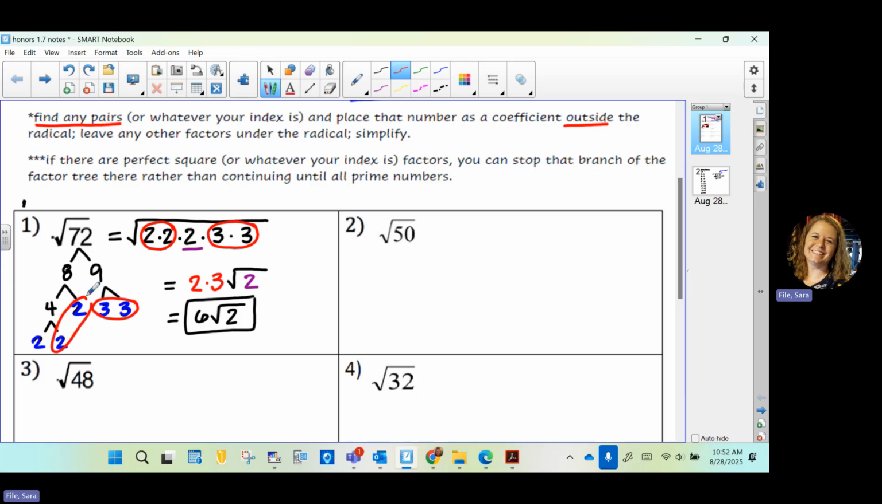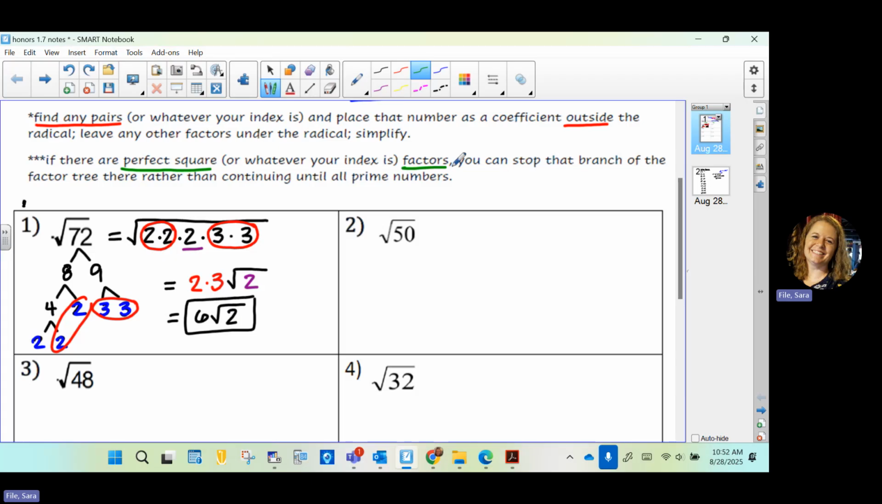So now, there is a special case that says if you have perfect square factors, or whatever your index is, if it's a cube, perfect cube factors, but we're doing square root for the majority of these, so we're looking for perfect square factors. If you end up with any perfect square factors, you can stop your branch there. You don't have to keep going until it's prime numbers.